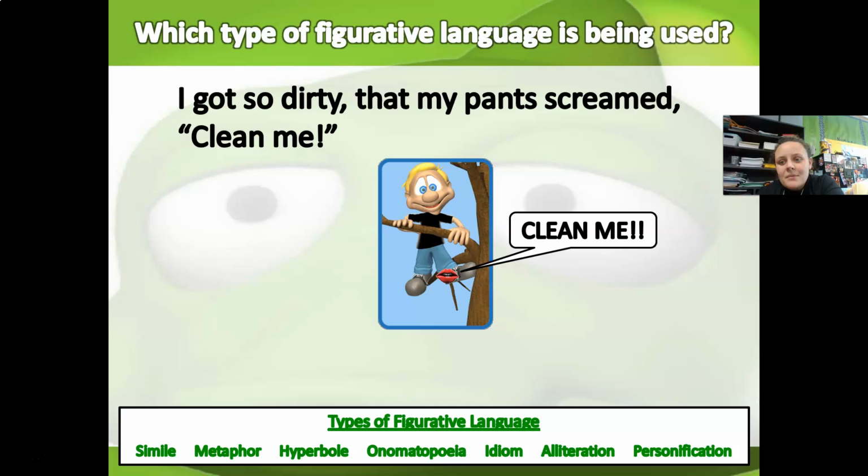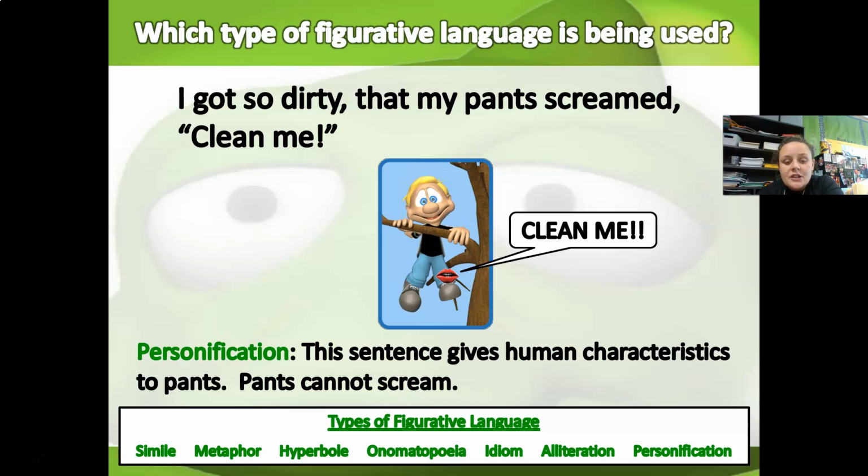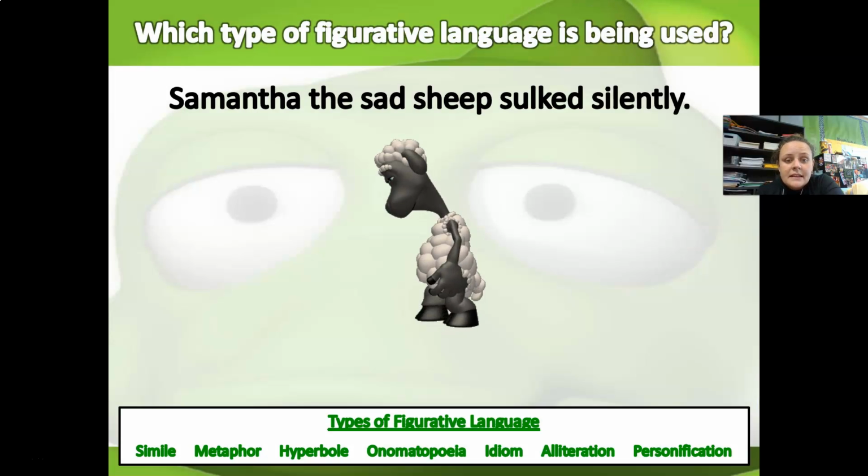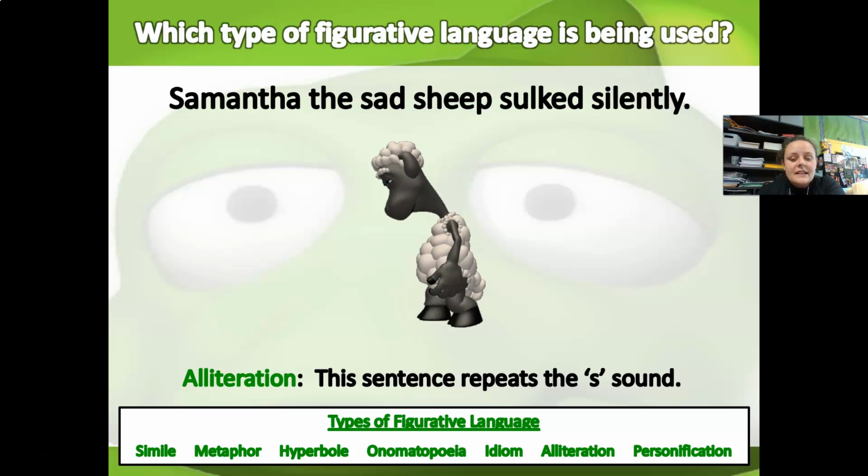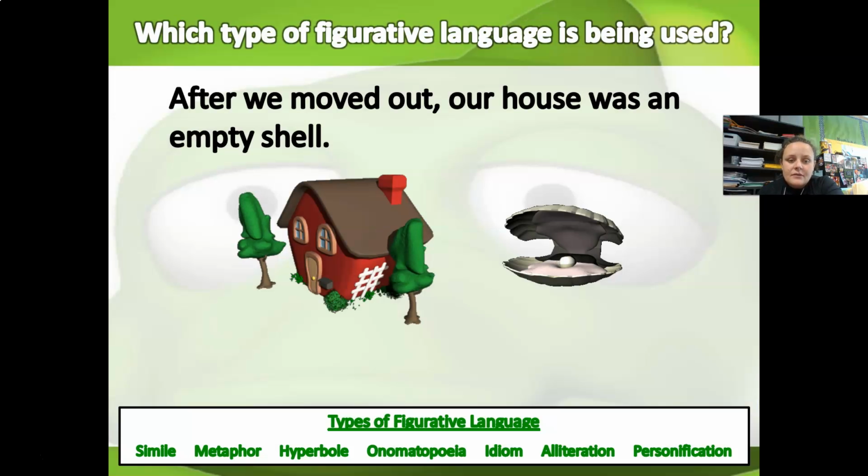No, we're treating them like people here. That's personification. The sentence gives human characteristics to pants. Pants cannot scream. Samantha, the sad sheep, sulked silently. Do we hear the s? That's alliteration. The sentence repeats the S sound.